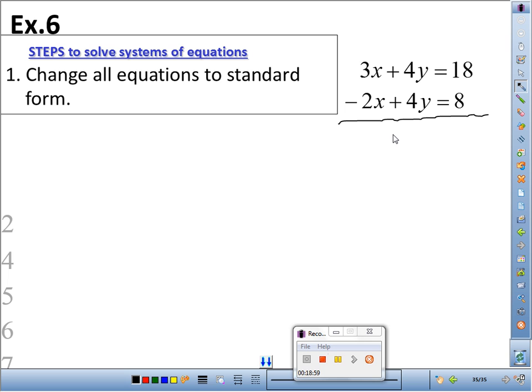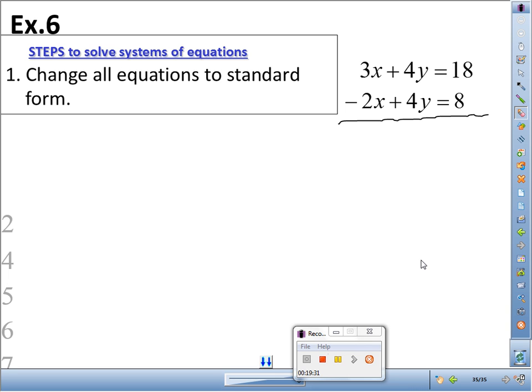So, which one would you like to eliminate, Andrea? The first one. Let's see. What is 3 minus 2? 1. So that doesn't eliminate. We end up with 1x, don't we? So therefore that didn't work. So which one do I eliminate? Andrea? Y? Okay, let's see. What is 4 plus 4? 8. Wait a minute.